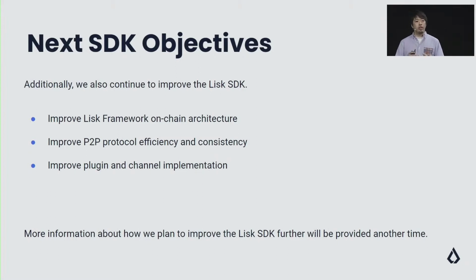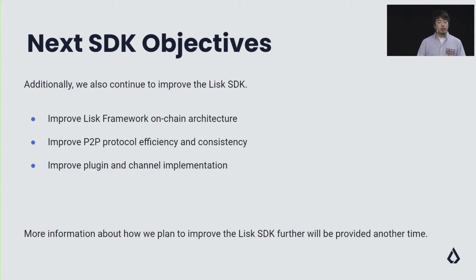Improve P2P protocol efficiency and consistency. Because our interoperability release will be our first production-level SDK, we want to make sure that our infrastructure, P2P, is efficient and consistent. Improve plugin and channel implementation. Through the development of Lisk SDK 5, we have found a lot of improvements that we want to make to our plugin. For example, we have found a more efficient way to implement the publish and subscribe method.